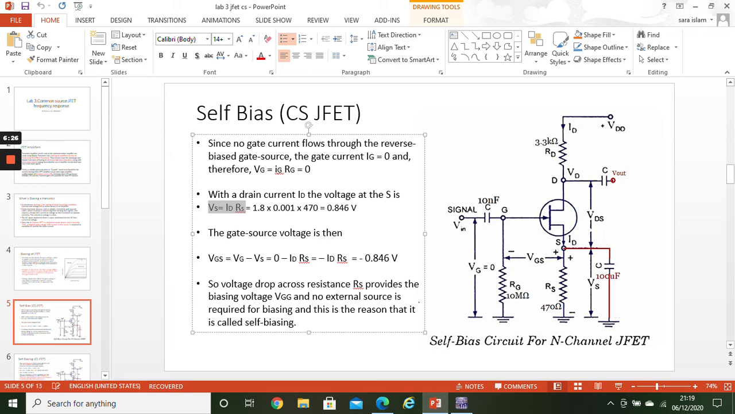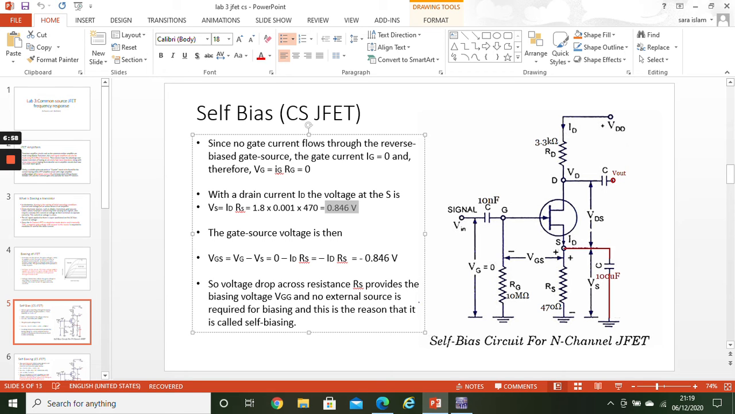You can find ID out by just putting an ammeter here. In your Multisim, just put an ammeter here, and you can simply find out the ID current for your biasing stage. So if 1.8 is your ID current, 1.8 milliampere, this term is for milli, this is your RS, so it is the value of your VS. It means that VG minus VS is equal to 0 minus 0.8, which is negative.